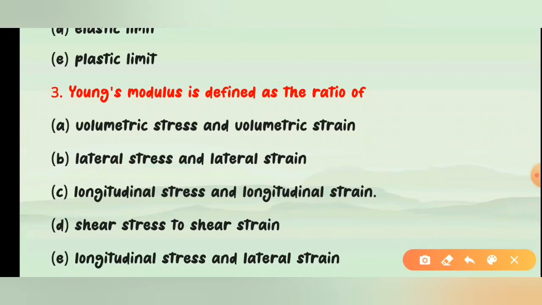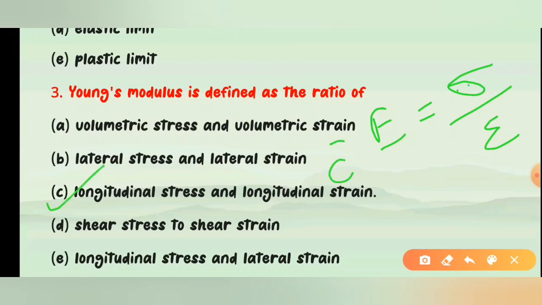Next, Young's modulus is defined as the ratio of... Young's modulus with capital E equals stress by strain. So linear stress upon linear strain, or longitudinal stress and longitudinal strain. So option C is the correct answer.